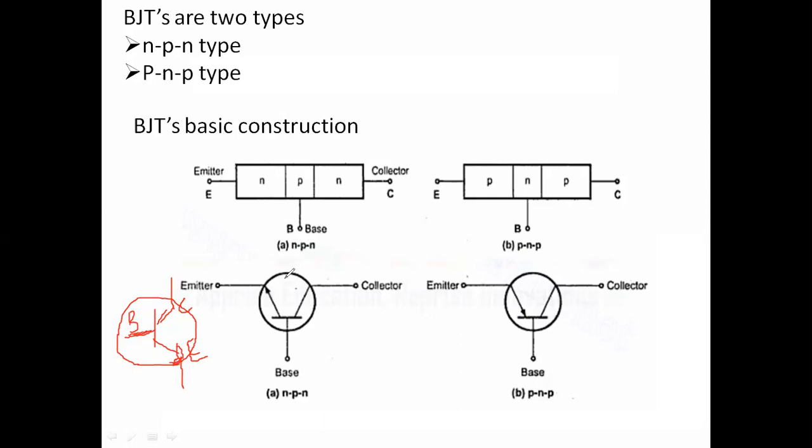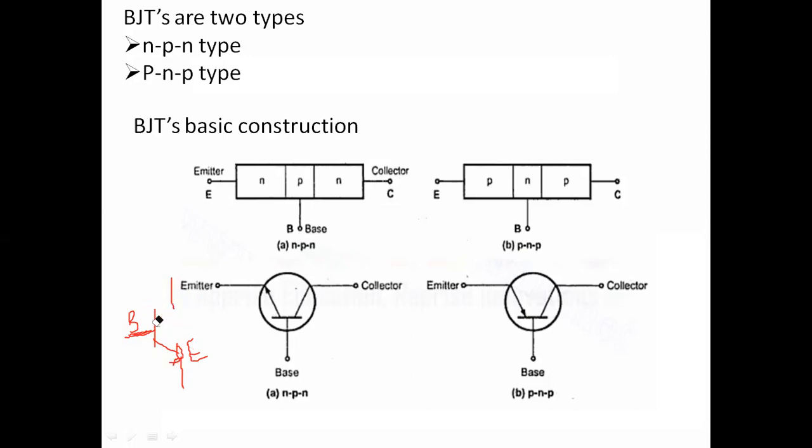In the circuit representation for the NPN transistor, the arrow is at the emitter terminal only. So here we have emitter, base, and collector. So what are this emitter, base, and collector?